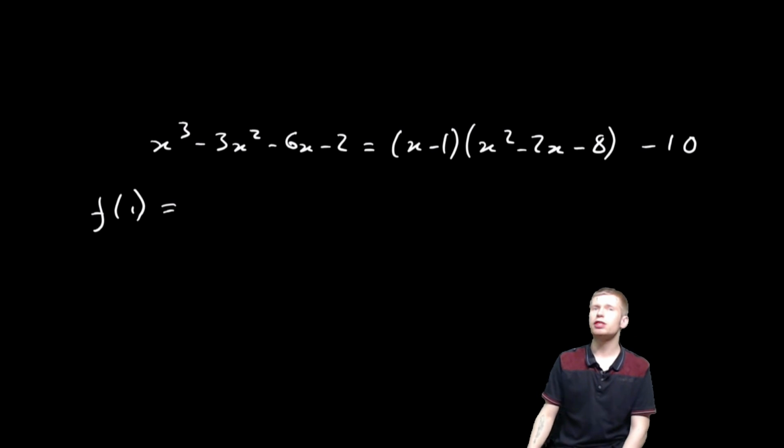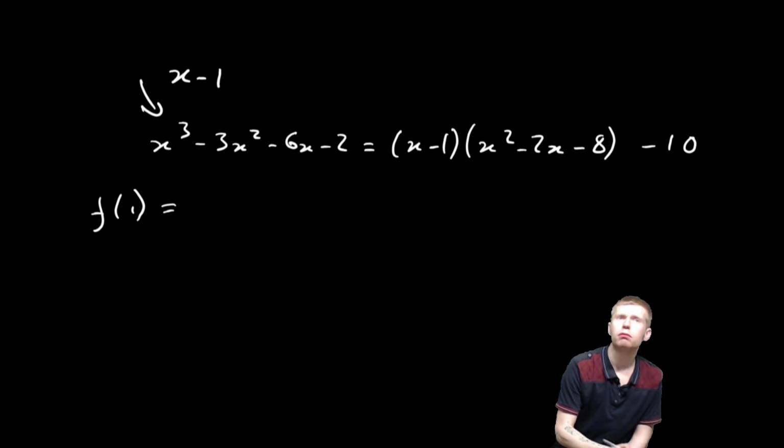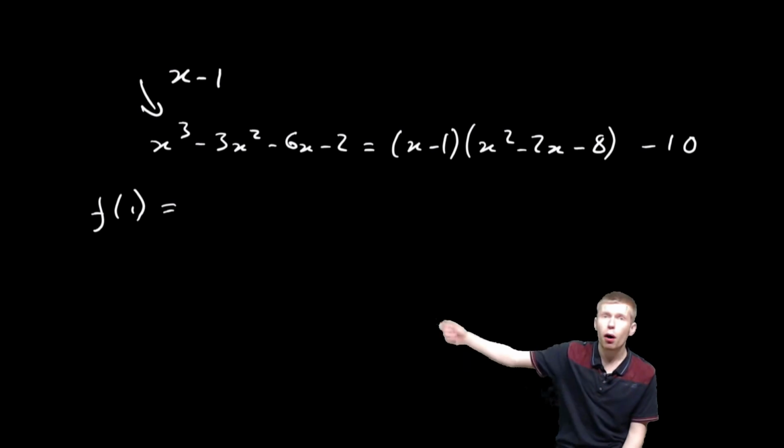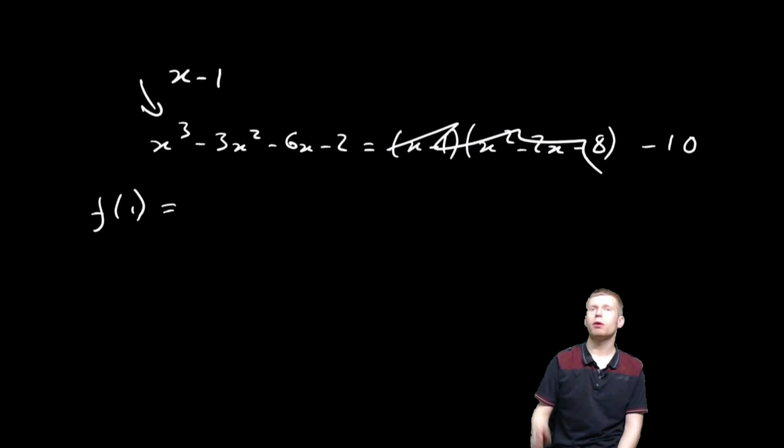So basically, if the question was saying, find the remainder when this thing here was divided by x minus 1, I'd basically say, well, let's put 1 into this thing, see what happens, it all disappears, and I end up with my minus 10 there.